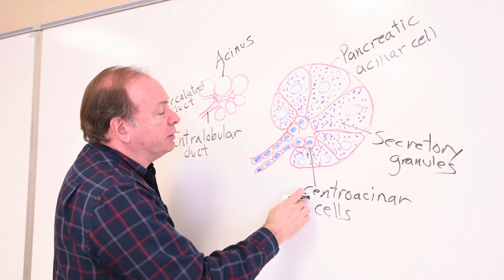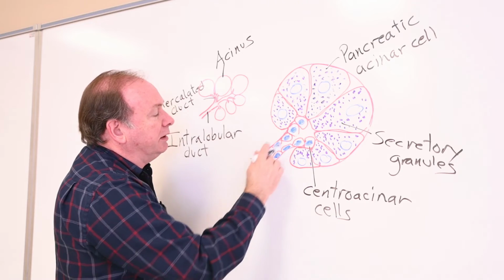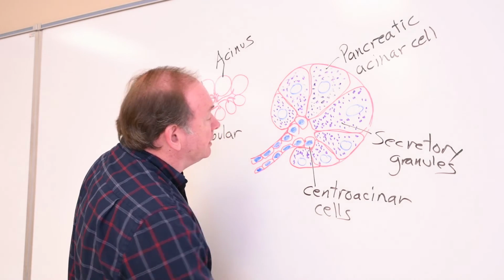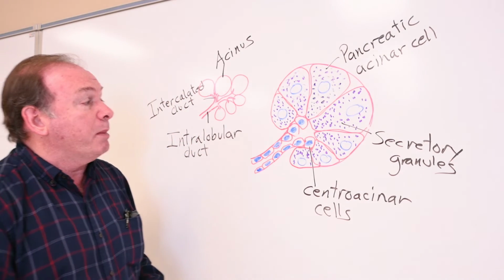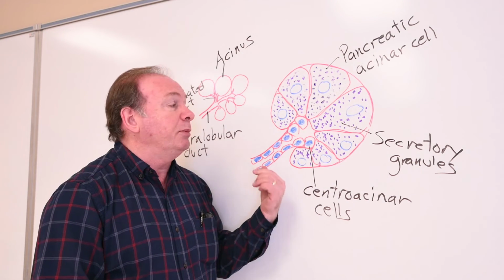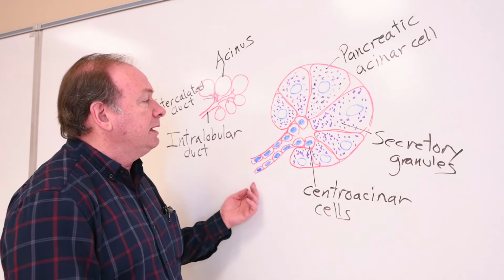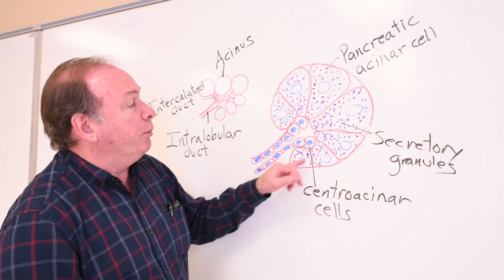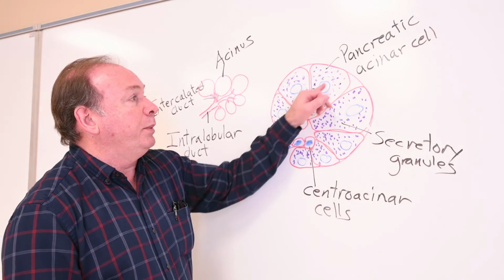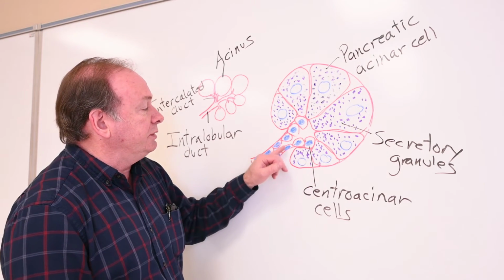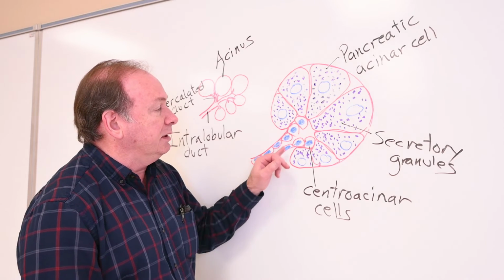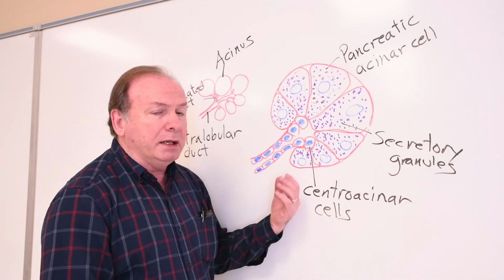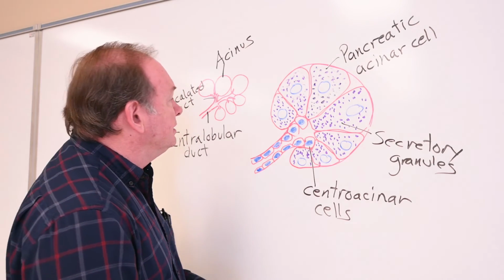These cells, the centroacinar cells and the duct cells here in the upper portion of the intercalated duct, they secrete the sodium bicarbonate, that neutralizing chemical that neutralizes stomach acid out in the intestine. So these components, the pancreatic acinar cells, centroacinar cells, and these upper duct cells here, all secrete useful materials that will aid in the digestive process in the intestine.